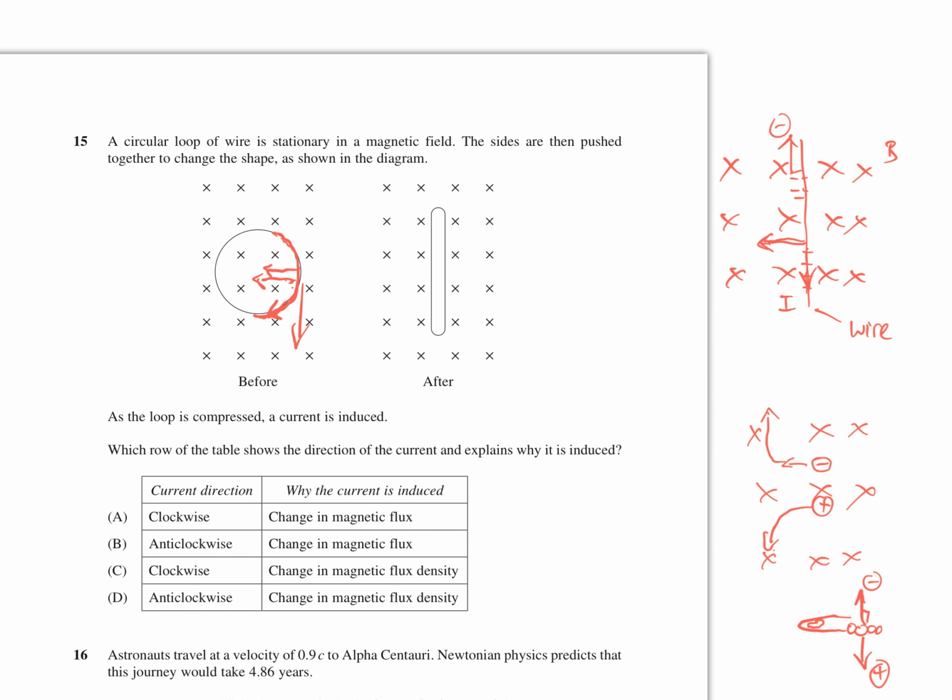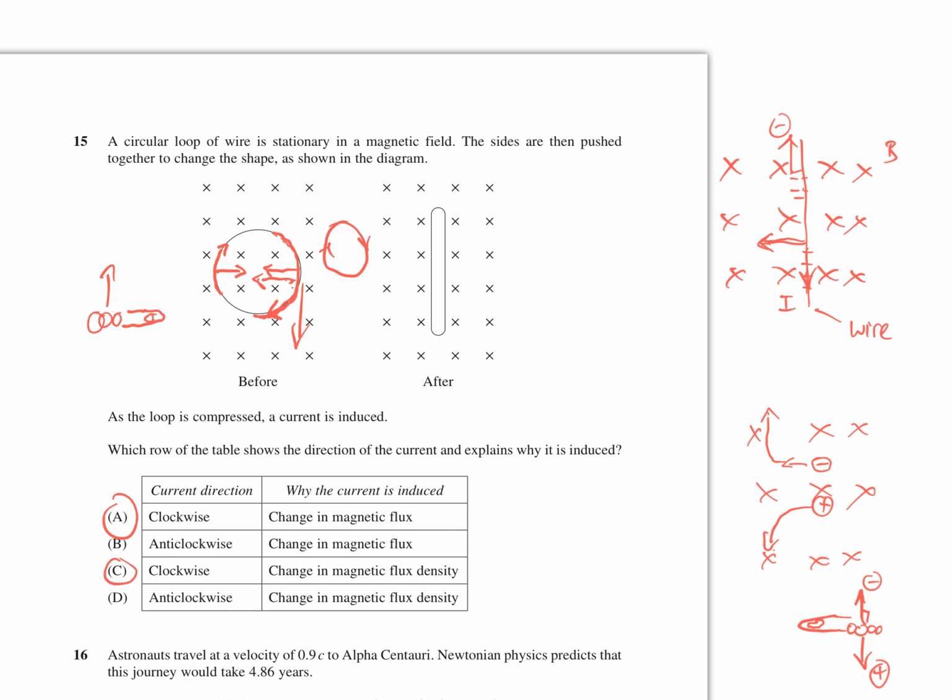If we look at the other side of the wire, it's being moved in this direction. So thumb in that direction, fingers down into the page. Our palm will be facing upwards now. So on this side of the loop, the positive or the conventional current will move up the page, which gives us a clockwise direction. So it has to be answer A or C.